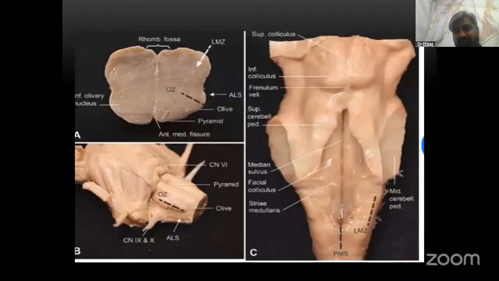So I will try to describe this one. This is the anterior surface. This is the posterior one. This is the transverse section. What is this? We know very well. This is pyramid. This is olive. A trans-olivary approach could be used when we are approaching the lesions through the anterior part. This is the olive.